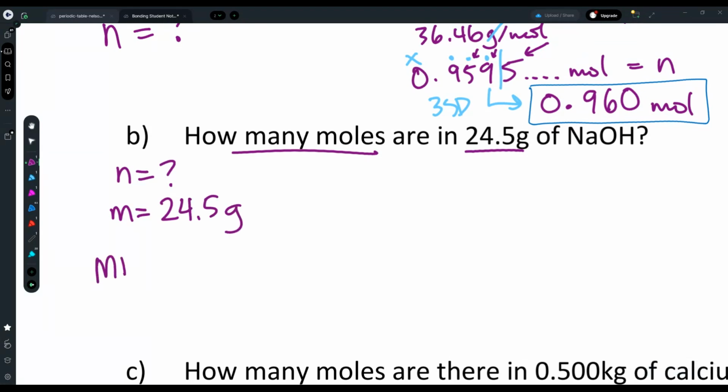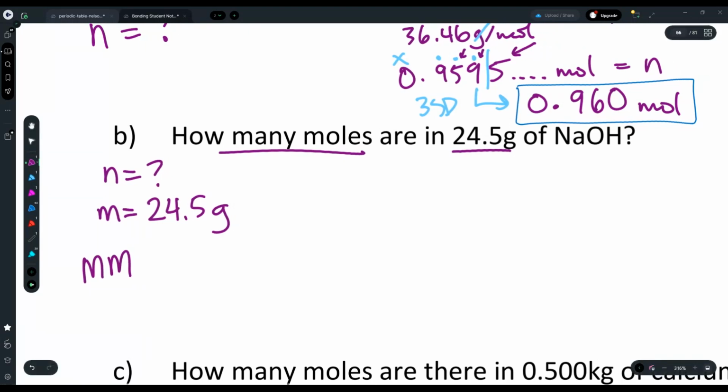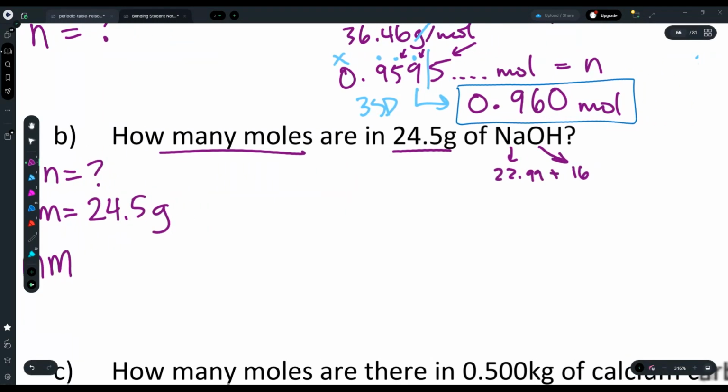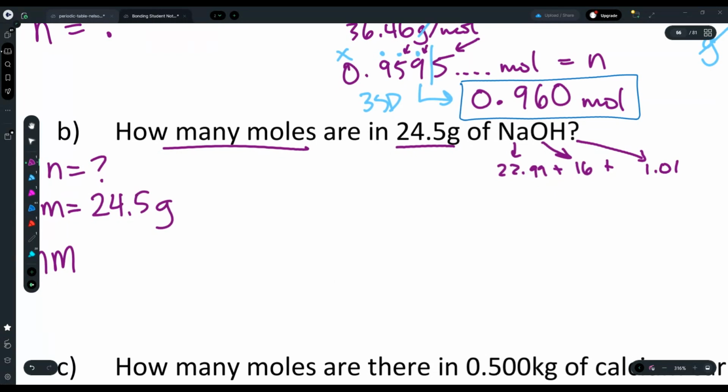And then for molar mass, sodium is going to be 22.99 plus oxygen is 16 plus hydrogen is going to be 1.01. All of that added up together is going to give us 40 grams per mole.